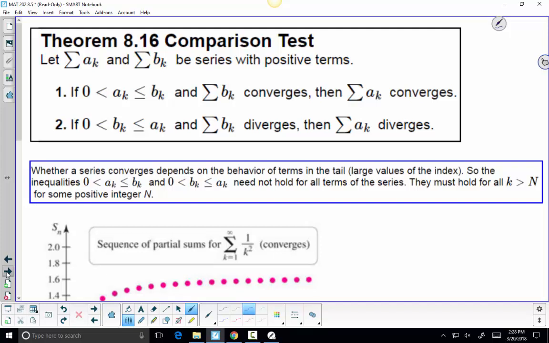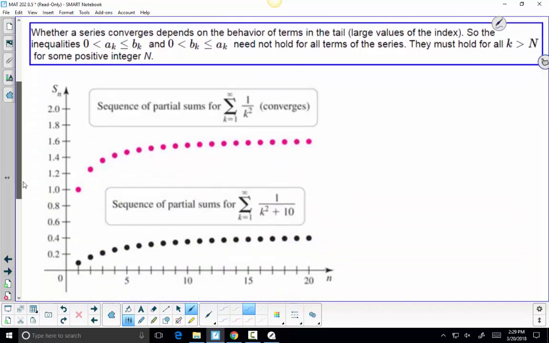A sub k is always the one we start with. And then we have to construct or manufacture series B sub k, and series B sub k has to do something that we know. So if we find a series B sub k that converges, then series A sub k converges. If we find a series B sub k that diverges, and we're in this lower situation, then series A sub k diverges. All right, so that's the idea. Bigger series converges, smaller series converges. Smaller series diverges, bigger series has to diverge. All right, so that's the intuition.